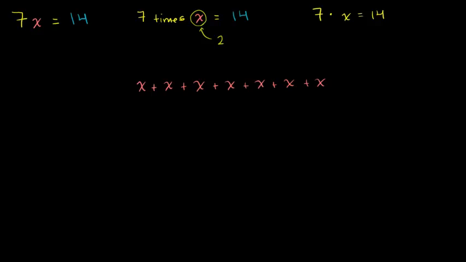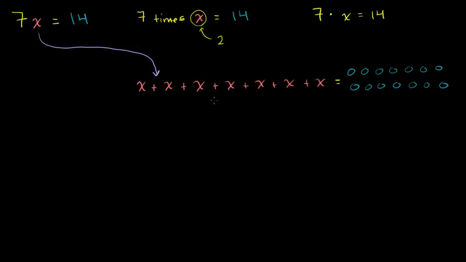Let me rewrite it down. This right here is 7x. Now, this equation tells us that 7x is equal to 14. So this is saying that this is equal to 14. Now, let me just draw 14 objects here. So let's say I have 1, 2, 3, 4, 5, 6, 7, 8, 9, 10, 11, 12, 13, 14. So literally we're saying 7x is equal to 14 things. These are equivalent statements.